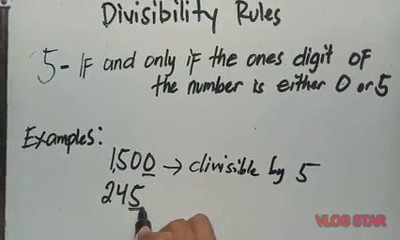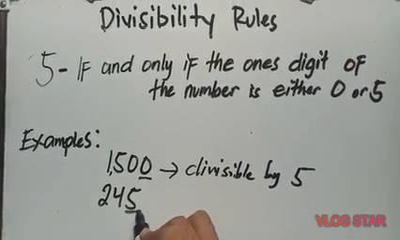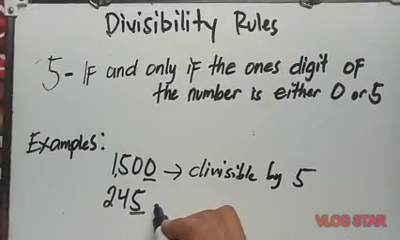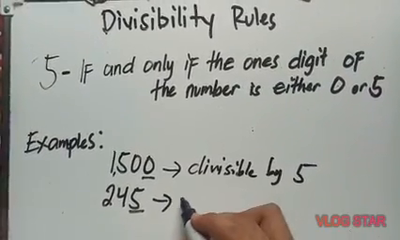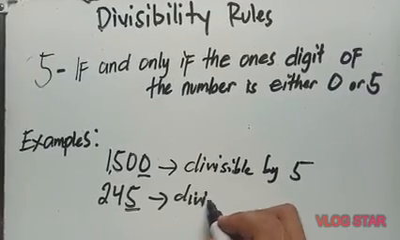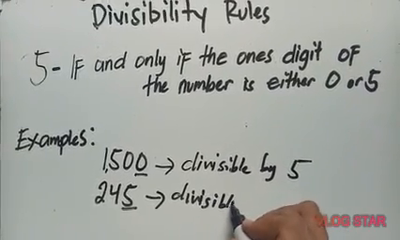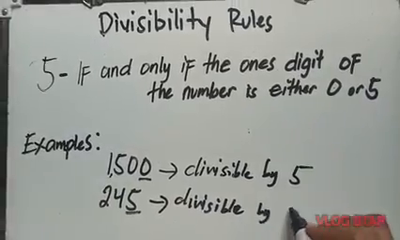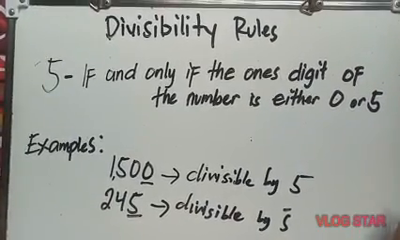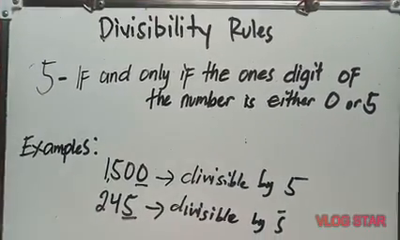So since the ones digit or the last digit of 245 is 5, then we can say that this is divisible by 5. So that is the divisibility rule for 5.